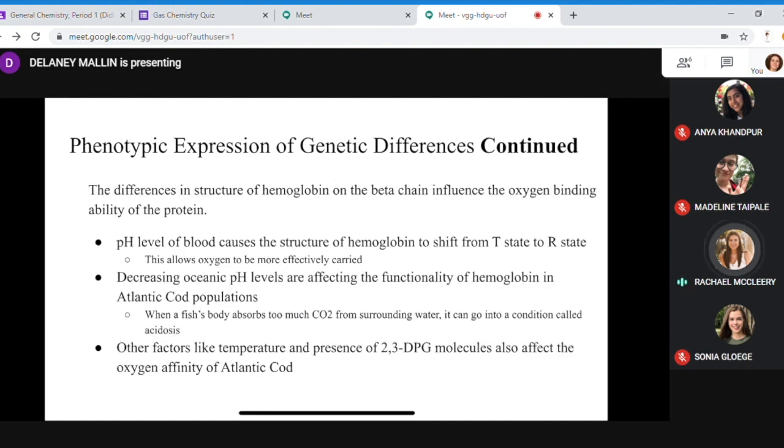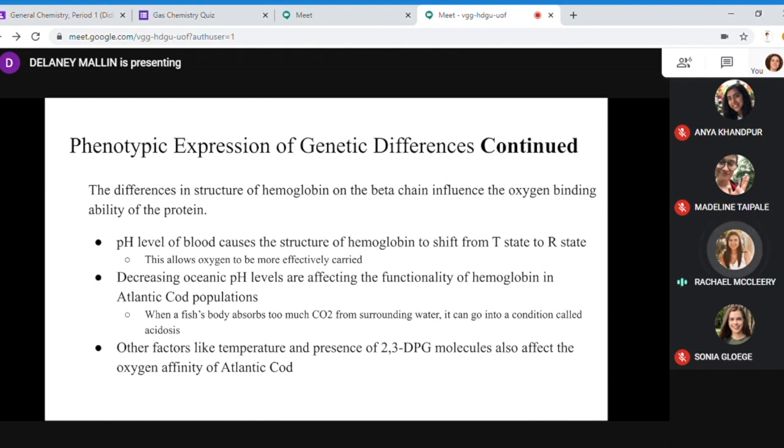In addition to the different hydrophobicity of the 2 genotypes, outside sources are also affecting the oxygen affinity of Atlantic cod hemoglobin. One such cause is rising oceanic pH levels. As the pH level of fluid in the blood changes, hemoglobin structure is altered from a taut to a relaxed state, which allows the polypeptide chains to move.